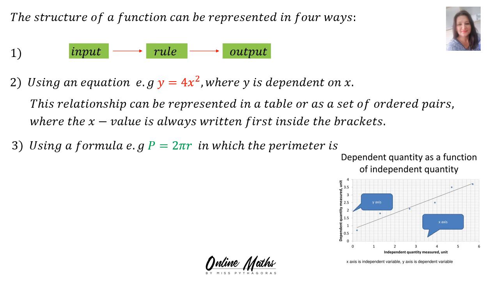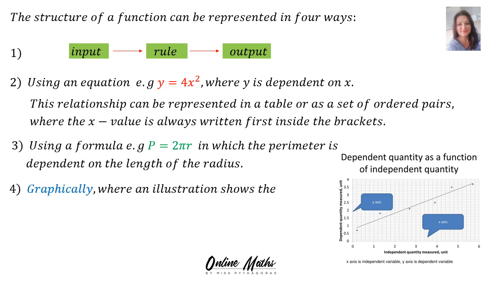The third way is by using a formula. For example, P is equal to 2 pi r, in which the perimeter is dependent on the length of the radius. And then also functions can be represented graphically, where an illustration shows the relationship between the two variables.